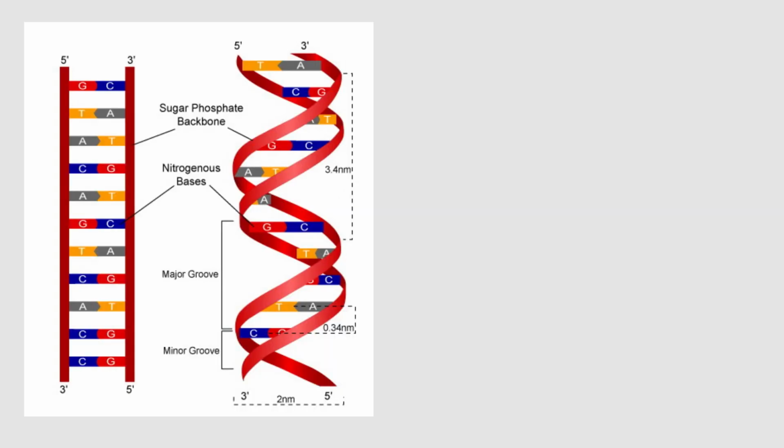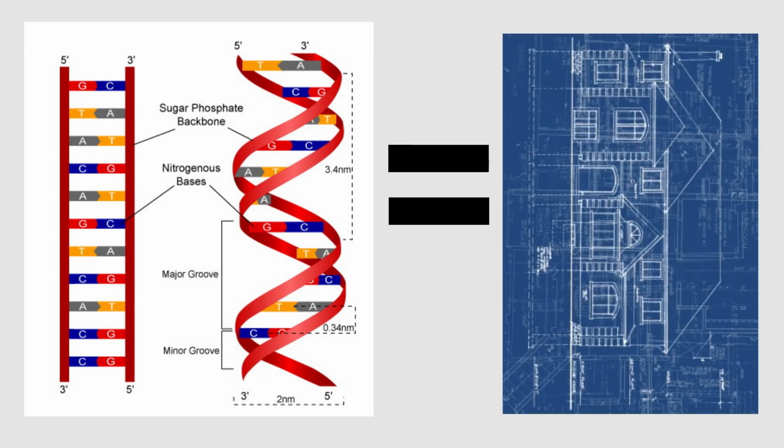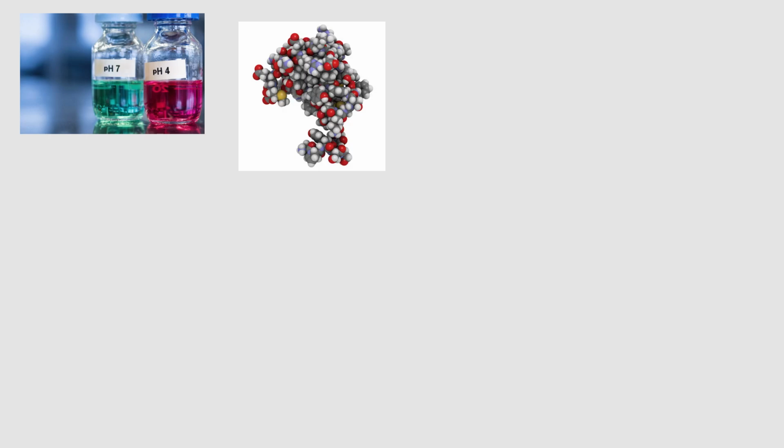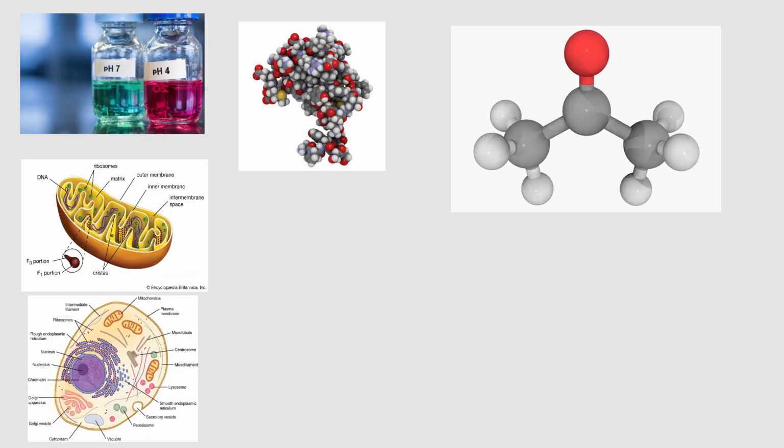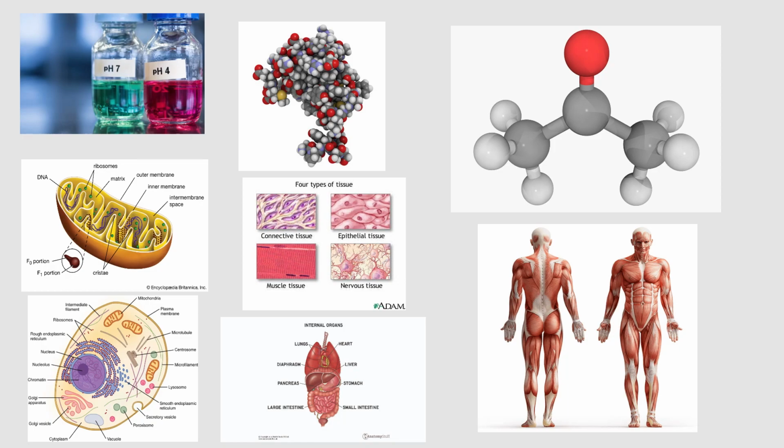DNA, or deoxyribonucleic acid, is like the blueprint of all species that live on Earth. It works by reading pairs of chemicals one by one and using that information to build new acids, proteins, compounds, organelles, cells, tissues, organs, organ systems, and even entire new organisms.